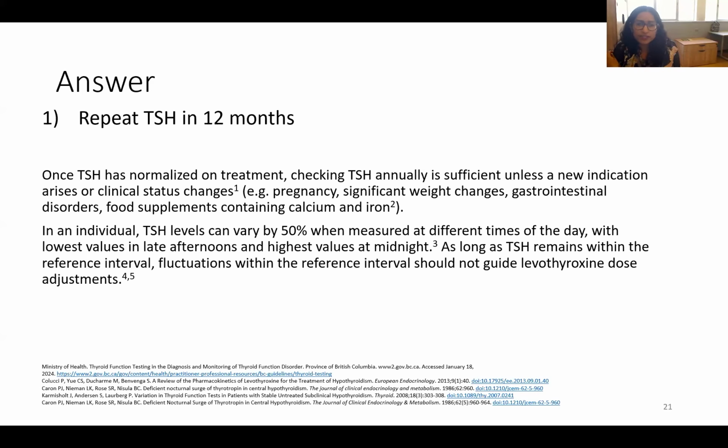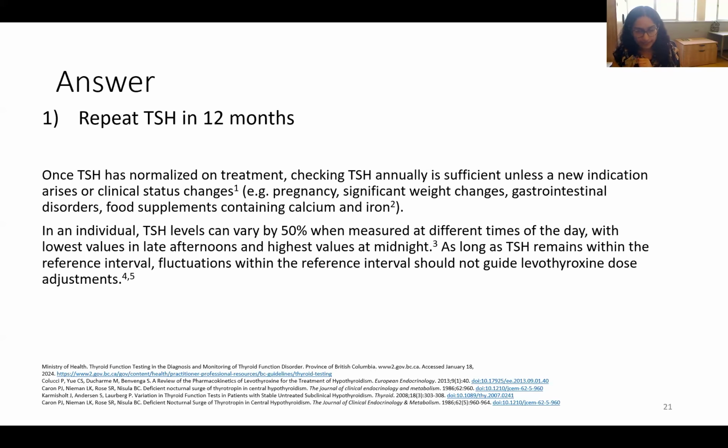Another important thing to remember is that TSH levels can vary quite a bit, 40 to 50%, depending on the time of day. The levels can range quite a bit depending on whether you check it in the morning or closer to the evening. So we don't make much of changes as long as the TSH remains within the reference interval. We don't put too much weight into fluctuations within the reference interval, and they should not be used to guide levothyroxine dose adjustment.